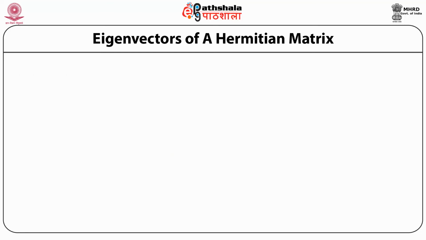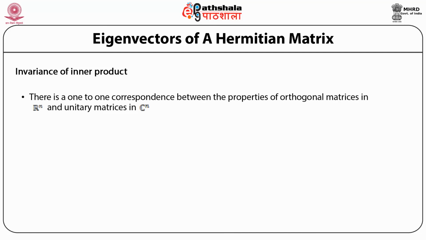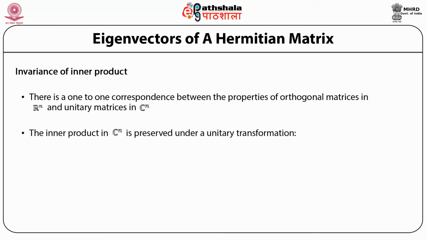Let us discuss the invariance of inner product. There is a one-to-one correspondence between the properties of orthogonal matrices in R raised to power n and unitary matrices in C raised to power n. First, the inner product in C raised to power n is preserved under a unitary transformation. Let matrix A be unitary matrix, then U is equal to matrix A into vector X and matrix V is equal to A into Y.